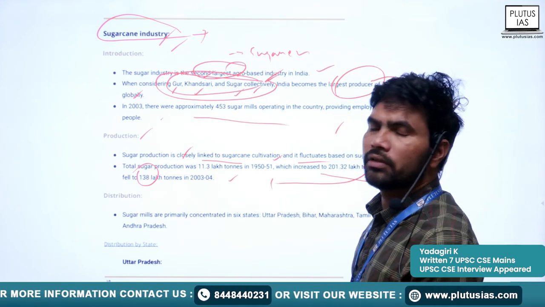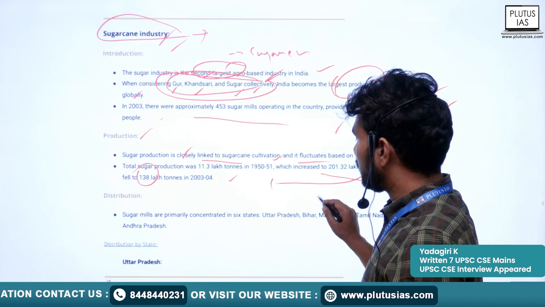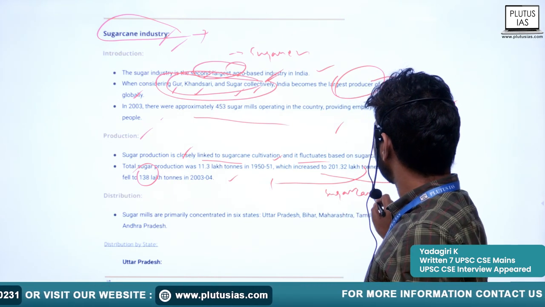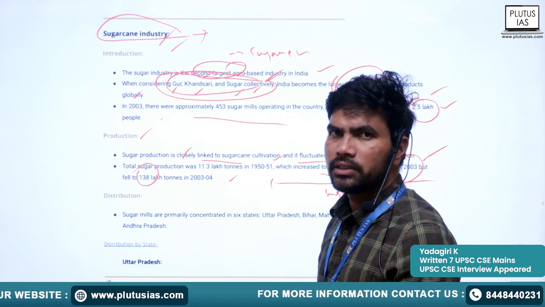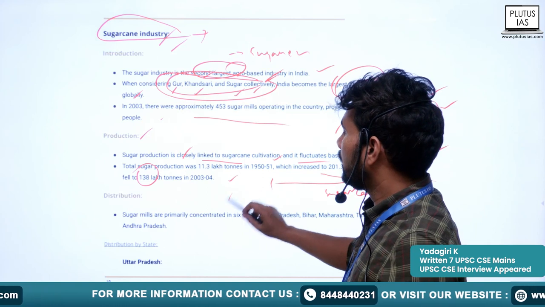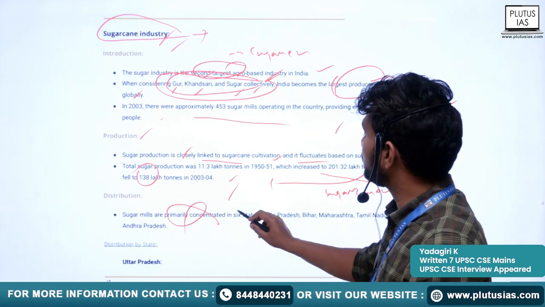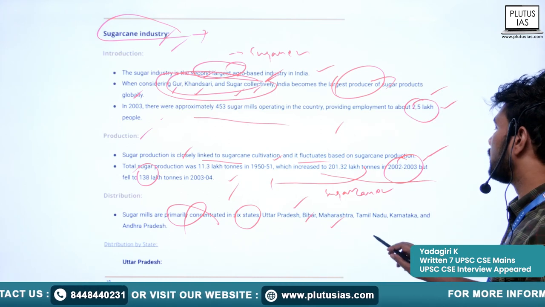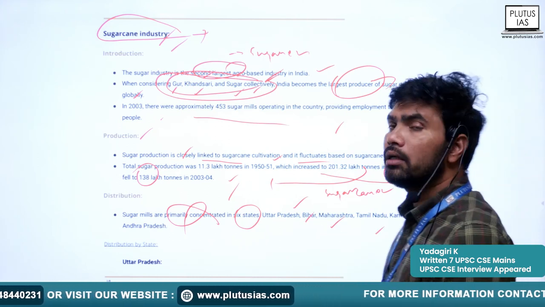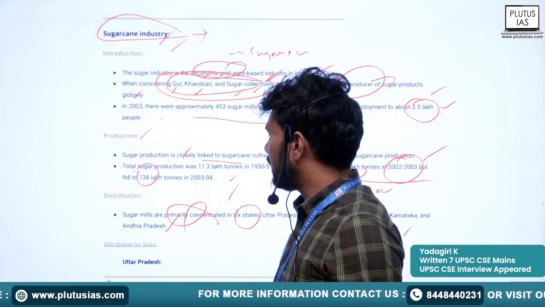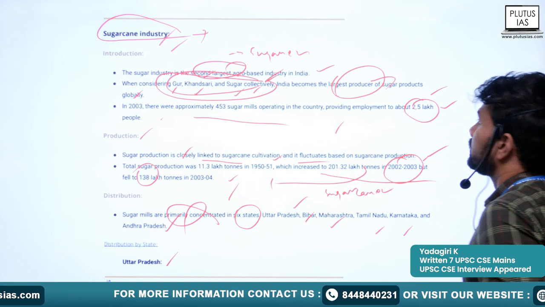So the production of sugar completely depends on the production of sugarcane. So there are a lot of fluctuations when it comes to sugar production in India. Distribution, if you understand, they are primarily concentrated in six states. Those are Uttar Pradesh, Bihar, Maharashtra, Tamil Nadu, Karnataka and Andhra Pradesh. So distribution by state, if we see, first is Uttar Pradesh.